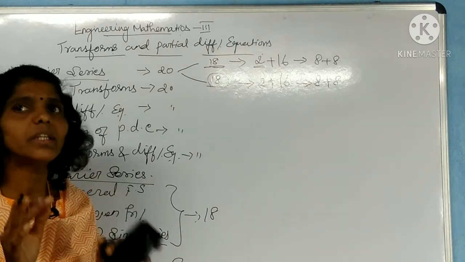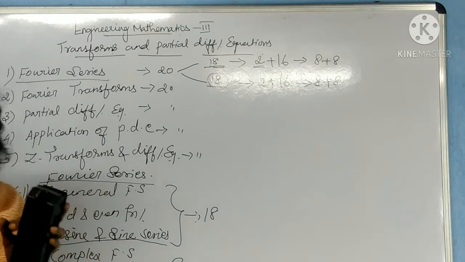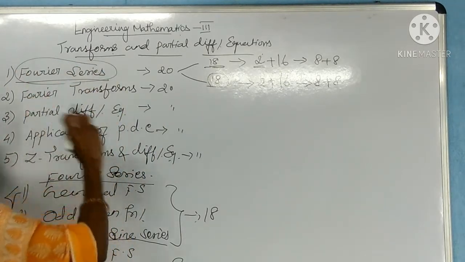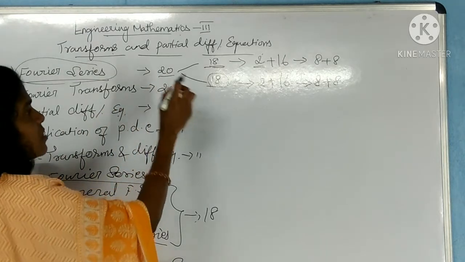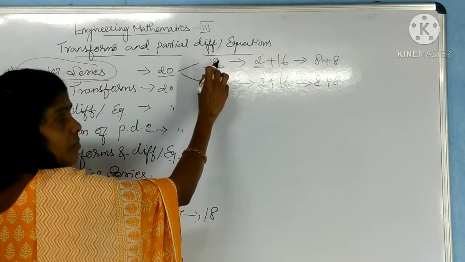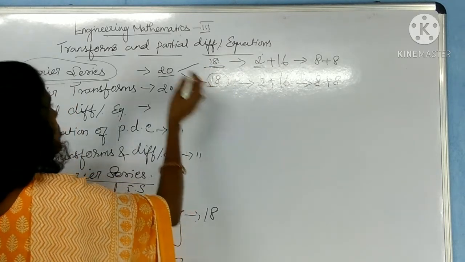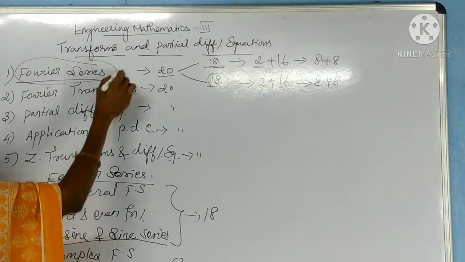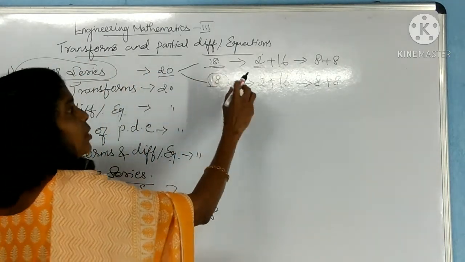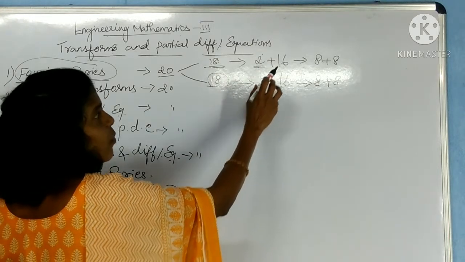Definitely you get 18 marks. Suppose you go through the whole Fourier series unit, you get 20 marks, because you only have to attend the first 2-mark question from the first half and the second 2-mark question from the second half. Suppose you prepare two Fourier series, definitely attend two 2-mark questions. That is 2 plus 2 is 4 marks, and one 16-mark.